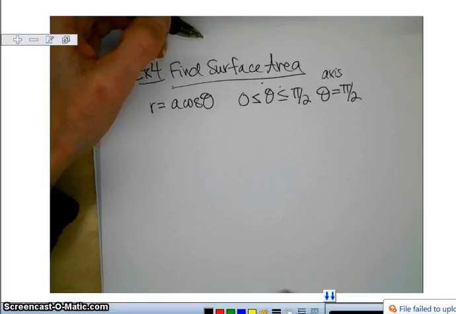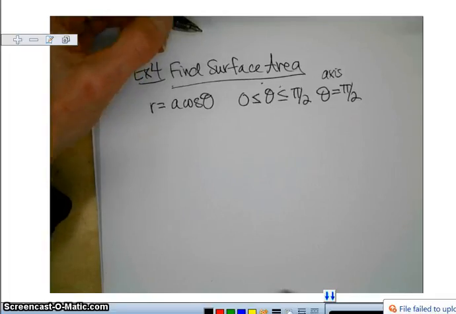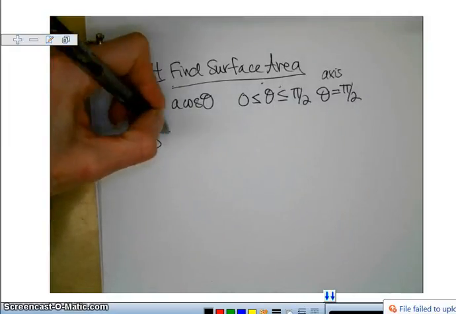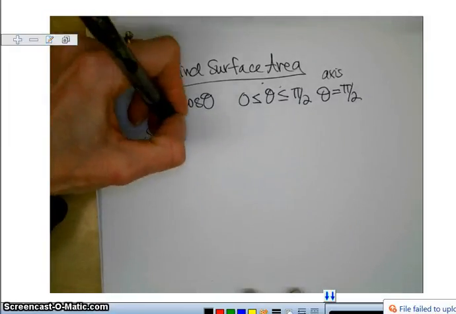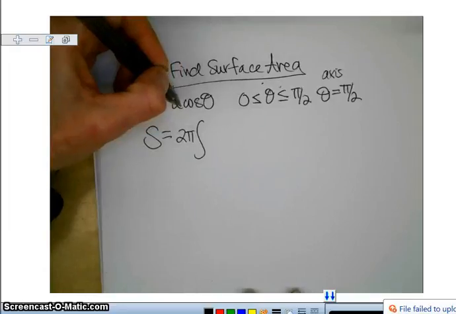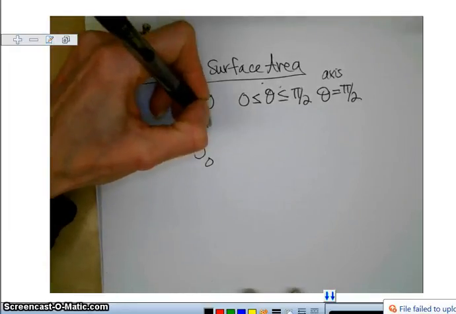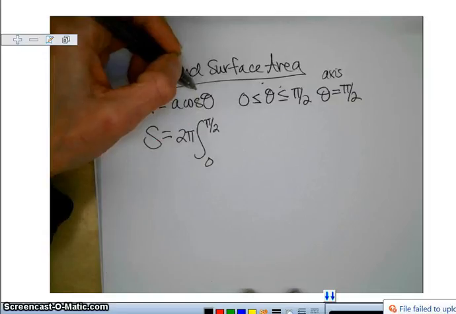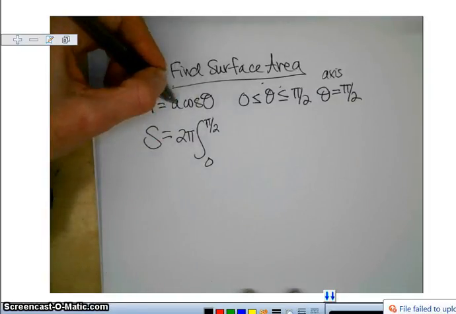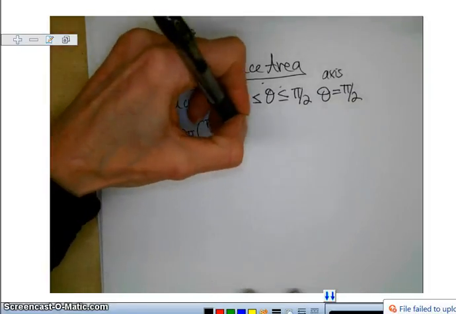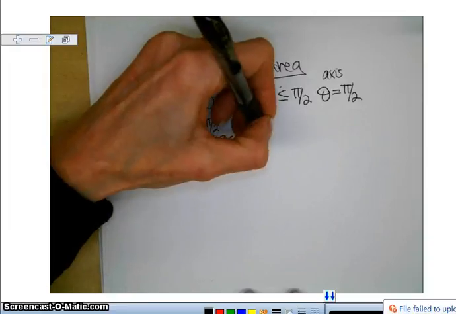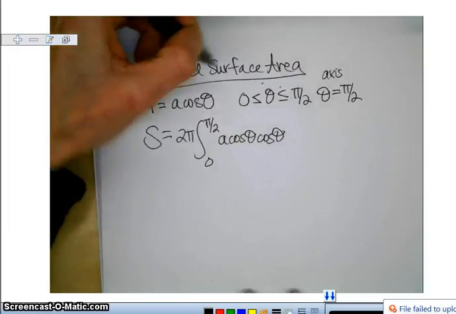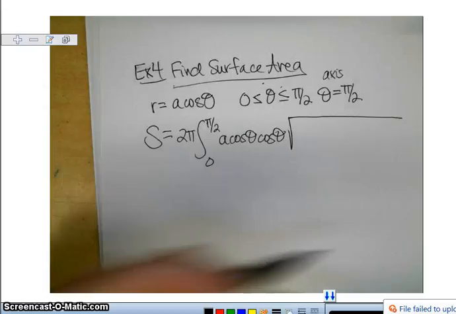All right. So the formula we're going to use, we're going about the line theta equals pi over 2, so it's the second one. So our surface area is 2 pi times the integral from 0 to pi over 2. They just give us the interval here. F of theta cosine theta. Okay, so my f of theta is a cosine theta times another cosine theta. And then the square root of basically the same thing we had.